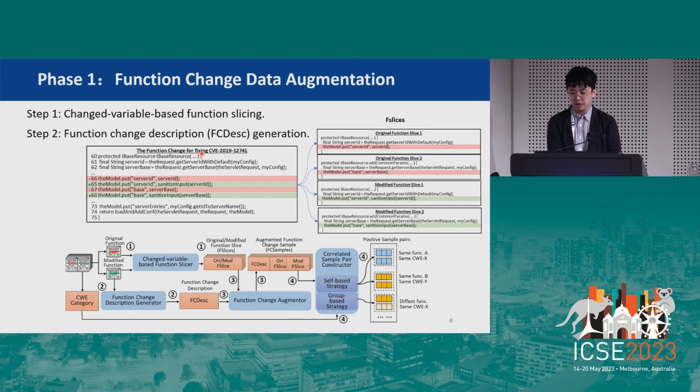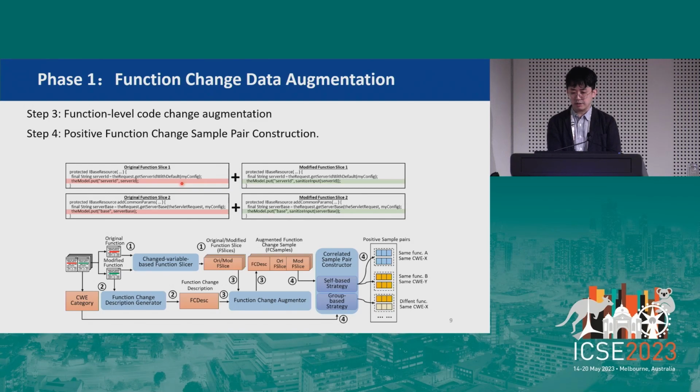In the first step, we conduct function slicing on the original function and the modified function, respectively. We merge the control flow graph and the data flow graph and consider the changed variable as the anchor to generate slices. Here, we generate two original function slices and two modified function slices, respectively. In the second step, we utilize the GAN tree to generate the function change description. We consider it as complementary information in the next step.